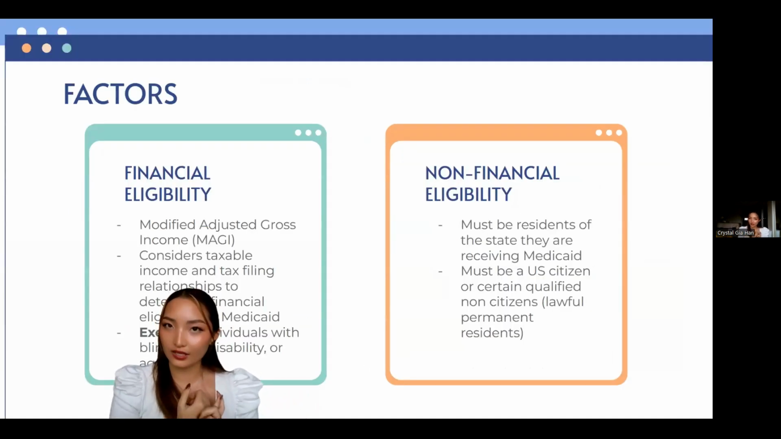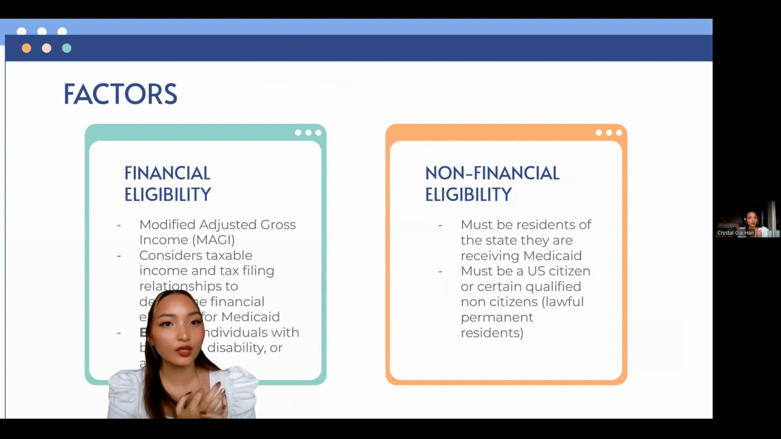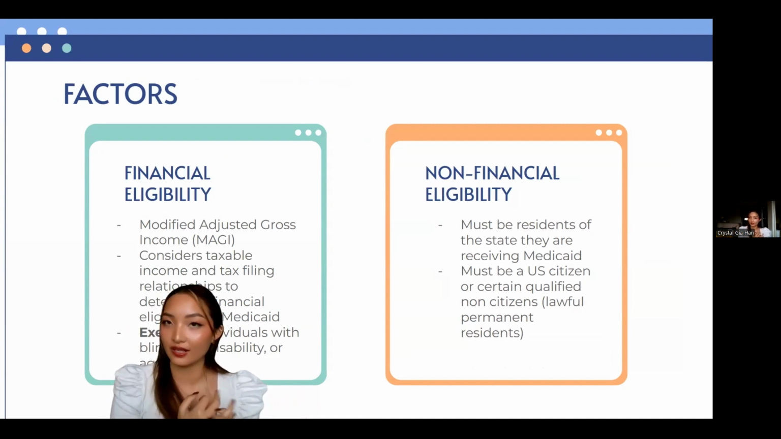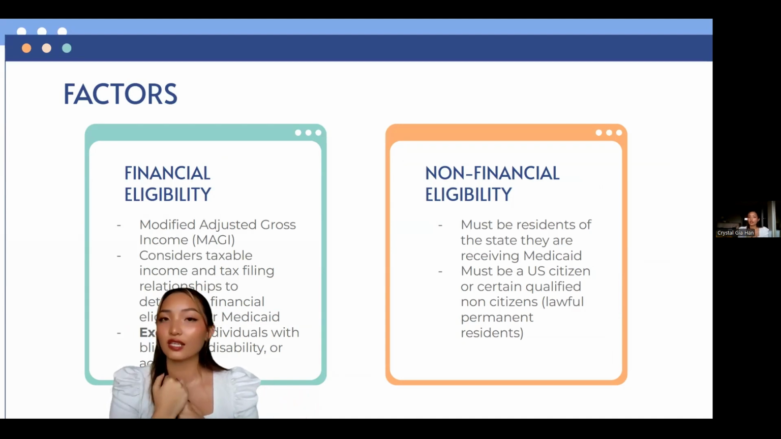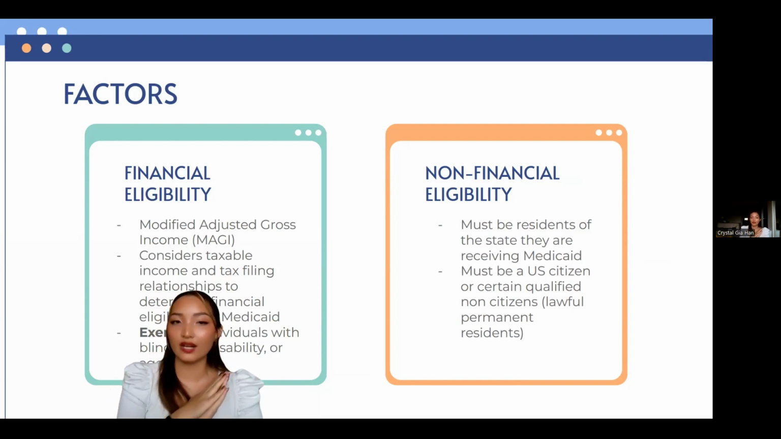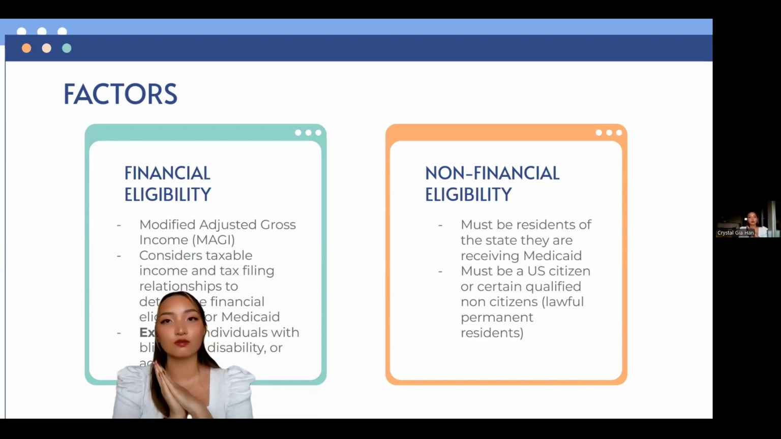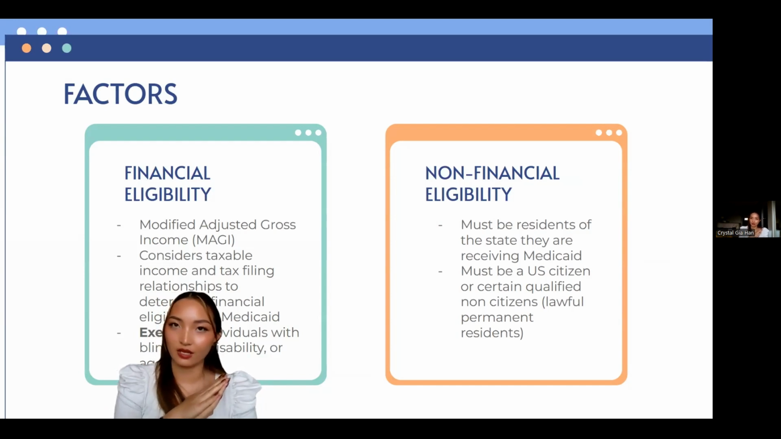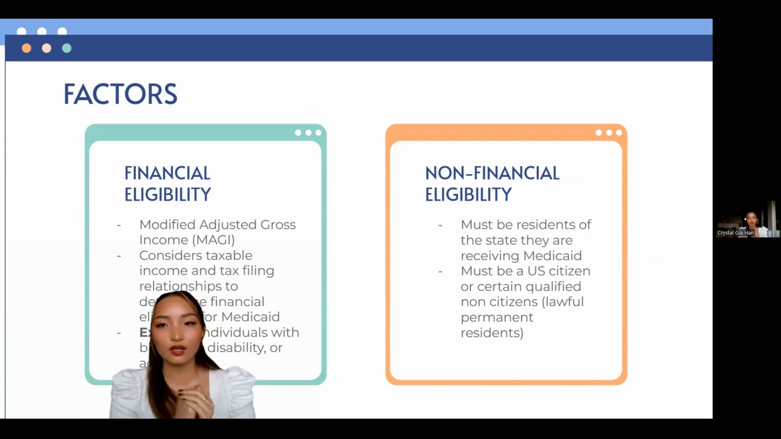Okay, so there are two factors that are considered for eligibility, one being financial and the other being non-financial. Starting with financial, modified adjusted gross income is considered, and taxable income and tax filing relationships are also considered to determine financial eligibility for Medicaid. Individuals with blindness, disability, or who are over the age of 65 are exempt from this factor. However, their non-financial eligibility is a little different.